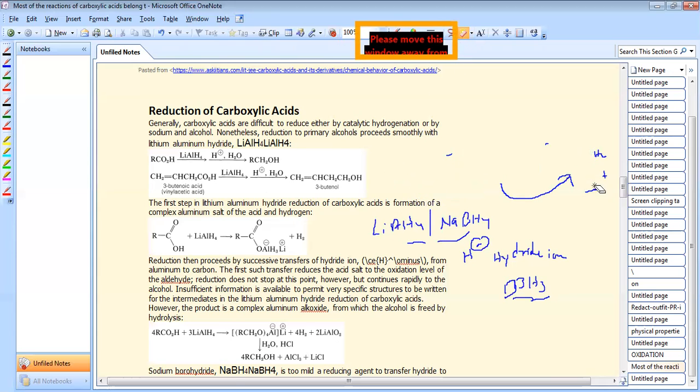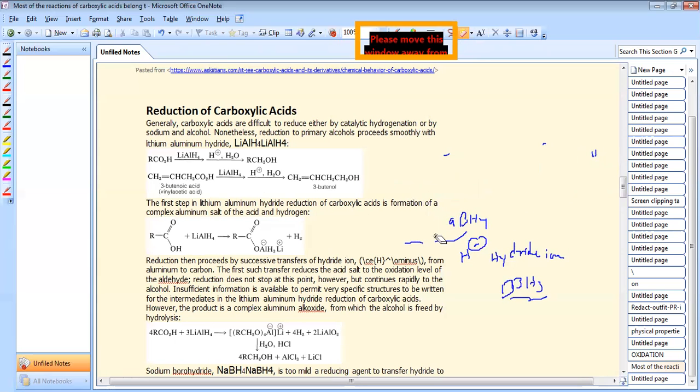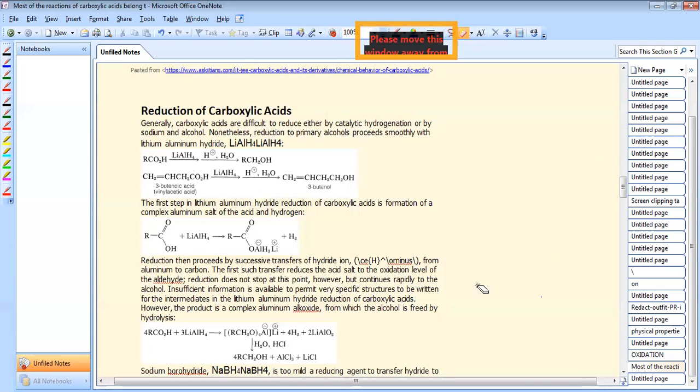lithium aluminum hydride. So let's see the mechanism. Right now you can just visualize these things. In the first step, when this acid is treated with lithium aluminum hydride, we get a salt, accompanied by the release of hydrogen gas. Let's see how it takes place.